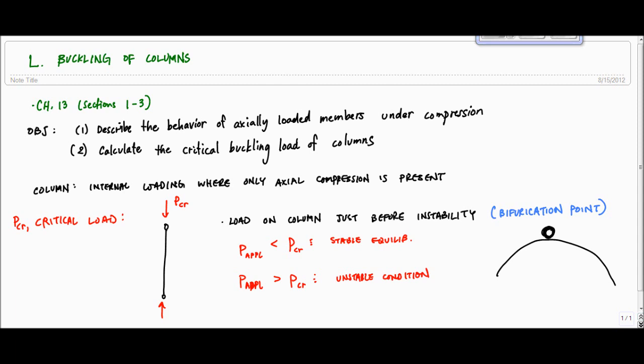Okay, so you're probably asking now, how do we determine this? We already knew by intuition, by looking at this intuitively, we know that it's a function of some of the properties of this cross section. Already, we talked about stability and the moment of inertia. What other properties do you think influence the critical load?